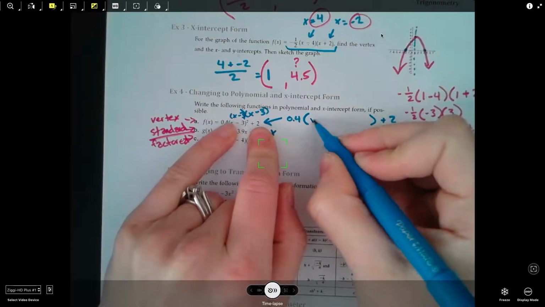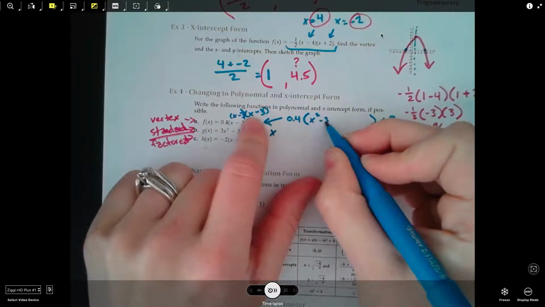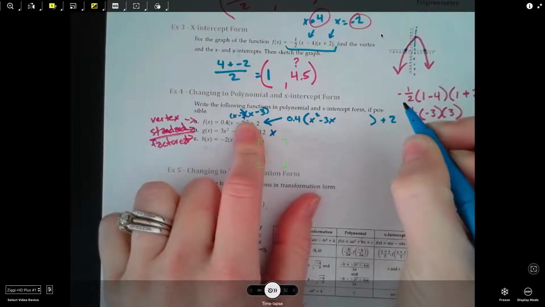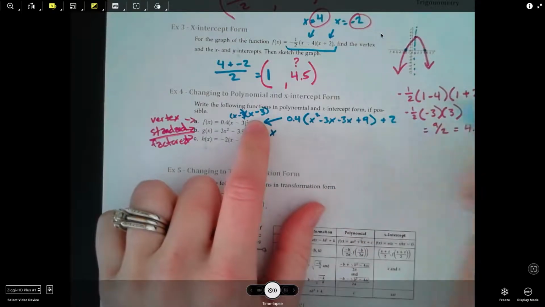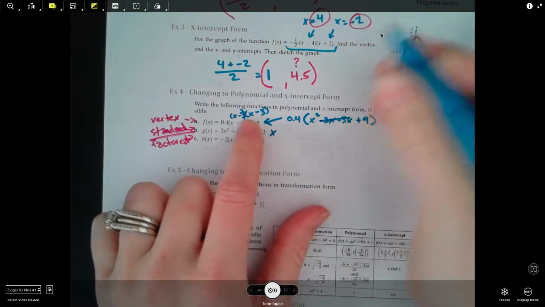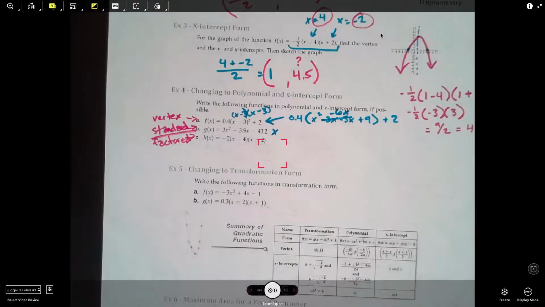X times x is x squared. X times negative 3, negative 3x. Am I going too fast? Negative 3 times x is another negative 3x, and then I have plus 9. All right, I'm going to go ahead and make that minus 6x in the middle there. So I've got that. And then there are two more things that I really have to do.